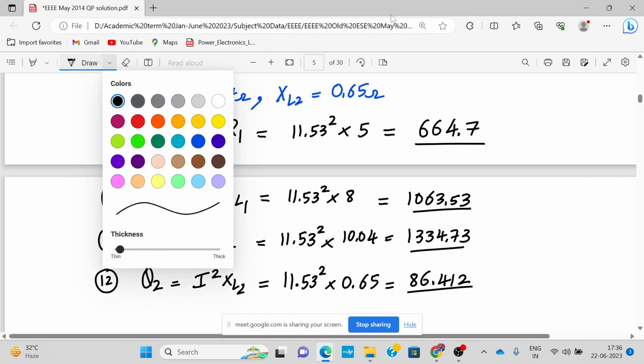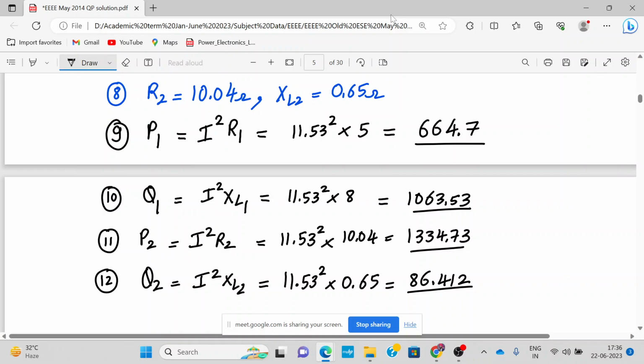Remember, important is unit. Active power unit is what? What is the reactive power unit? VAR. If you write the wrong unit, your correct answer will also become wrong. So be very careful by writing the unit. Okay. So this is the active and the reactive power consumed in both the coils individually. Alright. Please note it down if you haven't noted.